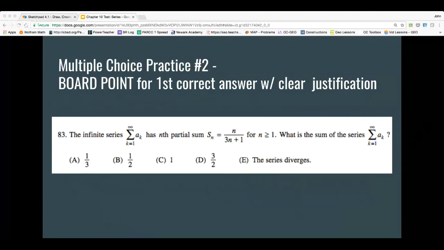Okay. And Alex has given an answer here. I think it's E because the terms increase. Okay. I will say that is not correct.